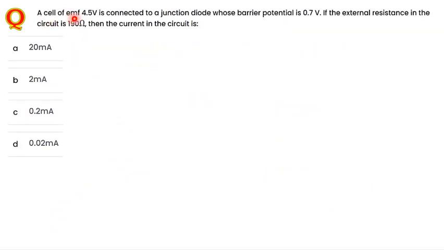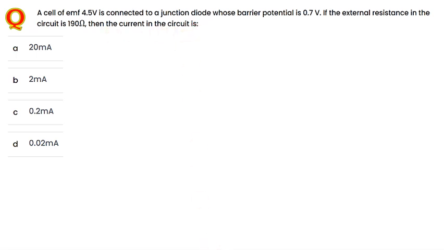A cell with an EMF of 4.5 volt is connected to a junction diode which has a barrier potential of 0.7 volt. In addition, the external resistance in the circuit is 190 ohm. What is the current in the circuit? They are asking about the current.